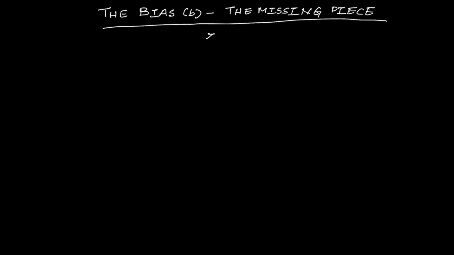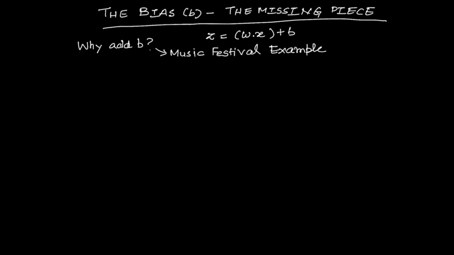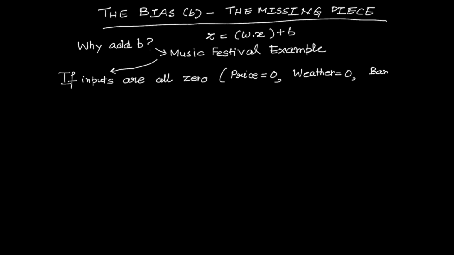So, we have inputs, we have weights, but we are missing one crucial piece of the puzzle, the bias. The formula isn't just w dot x, it is z equals w dot x plus b. Why do we add an extra b at the end? Why isn't the weighted sum enough? Let's go back to our music festival example. Imagine the festival is free, so the price is 0. The weather is neutral, so the weather parameter is also 0. And the band is unknown, so the band input is 0. All your inputs are 0.